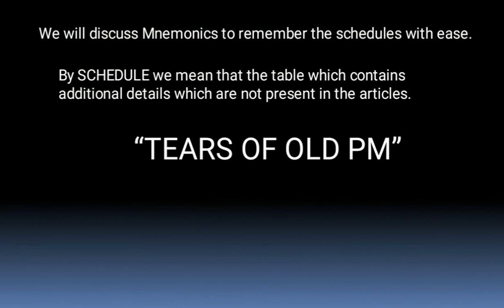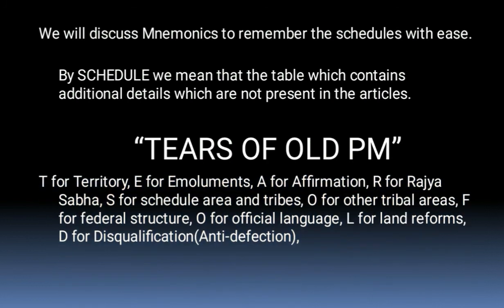And the mnemonic is here: TEARS OF OLD PM. Each letter of the sentence denotes each schedule of the Constitution. T for something, E for something, A for something, like that. Here T for territory, E for emoluments, A for affirmation, R for Rajya Sabha, S for scheduled areas and tribes, O for others, tribal areas.